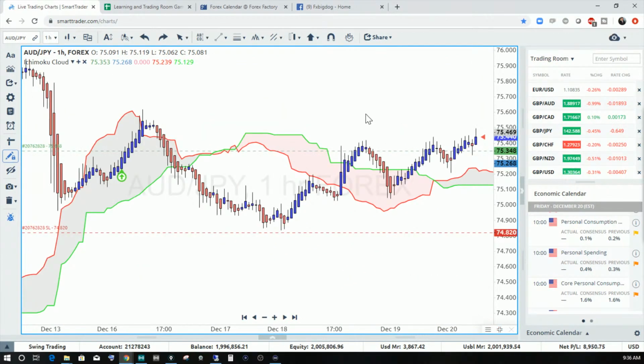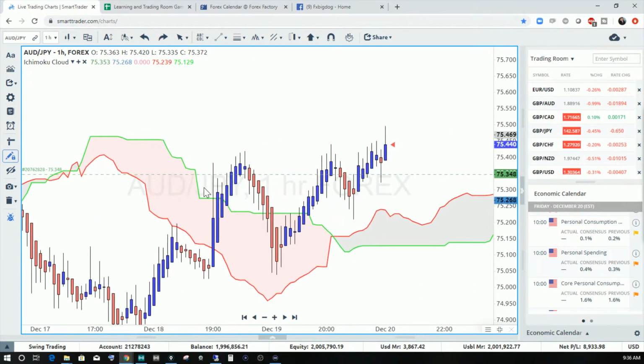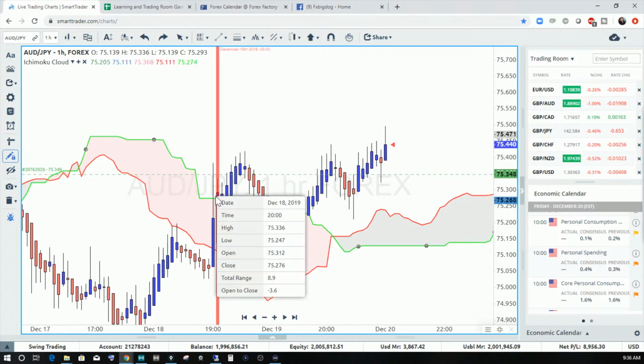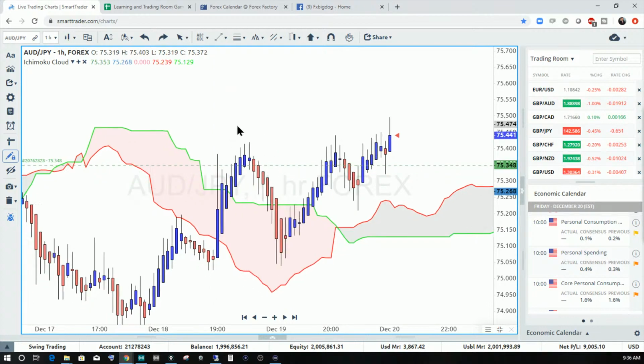I'm going to go ahead and flip it over to a 1 hour. And it's going to look for buying opportunities every time it breaks the Ichimoku cloud to the upside. So here would be a buy opportunity right here. As price breaks above here, it closes out. This was on the 18th at 2000 hours, which is 8 o'clock Eastern Standard Time. The closing price was at 75.26, so 75.27 was the entry point.